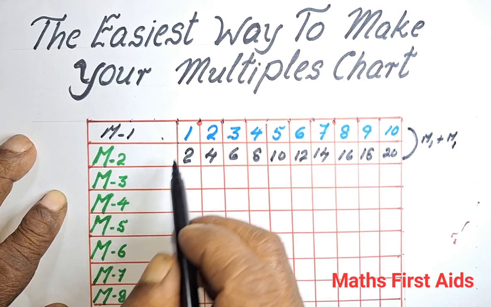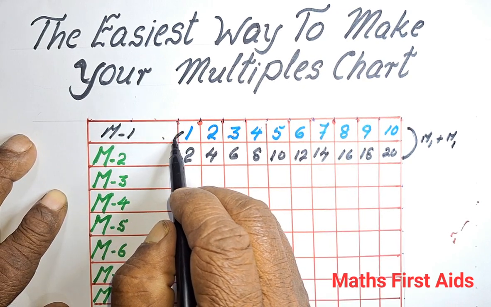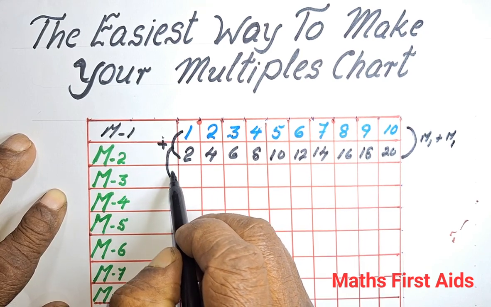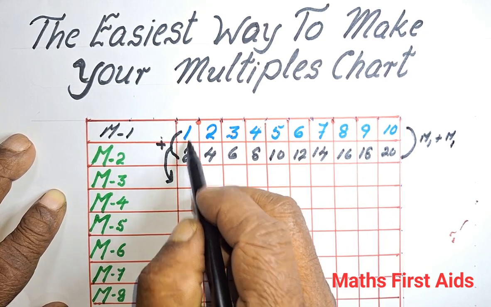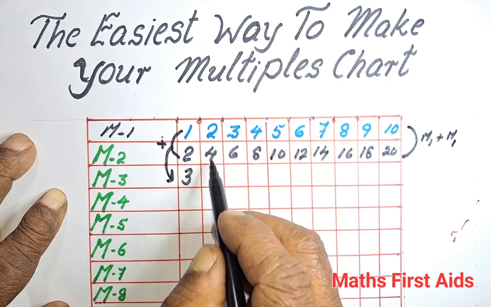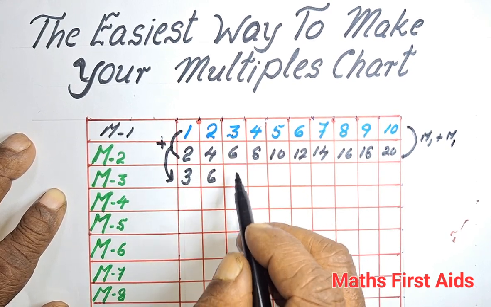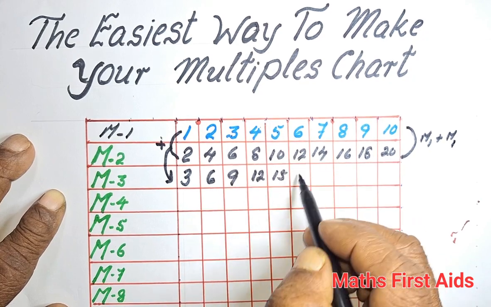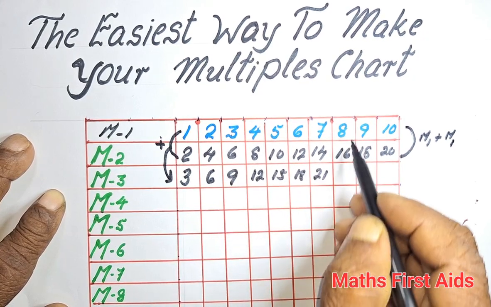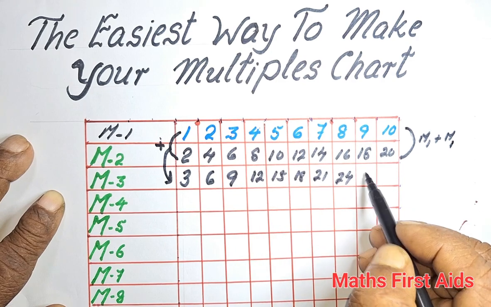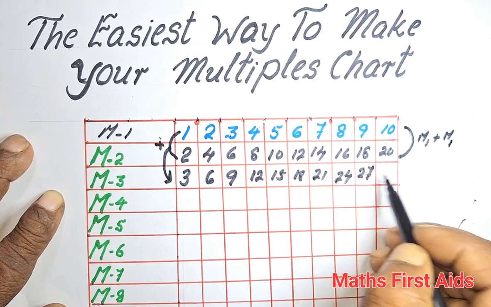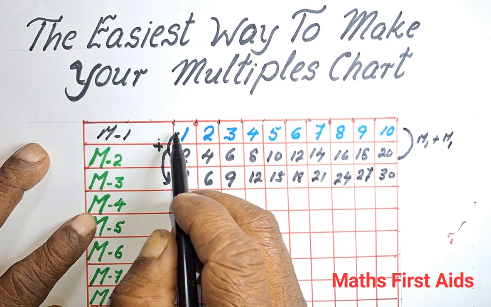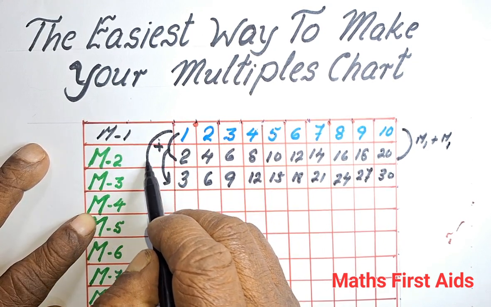To get m3, add m1 and m2. When you add these two, you will get this. Now you can see, when you add this, 1 plus 2 is 3, 2 plus 4 is 6, 3 plus 6 is 9, this is 12, 15, 18, 21, 24, 27, that is 30.